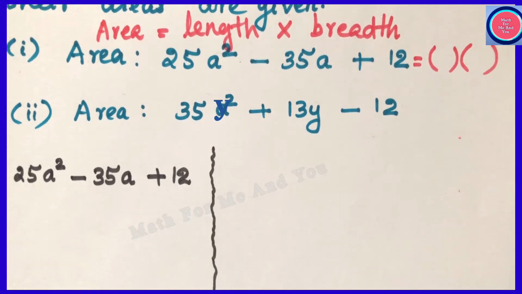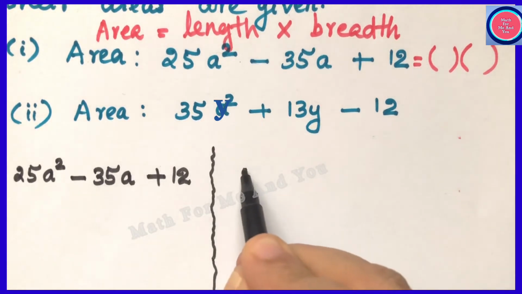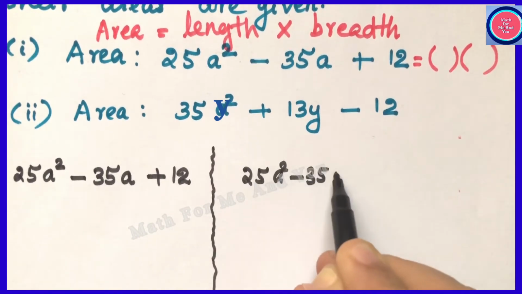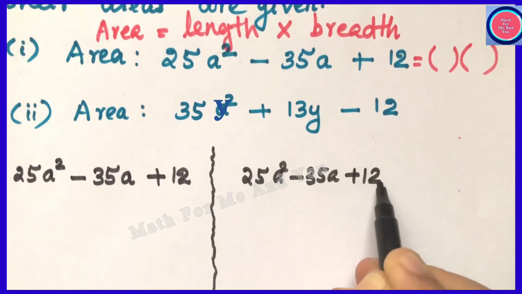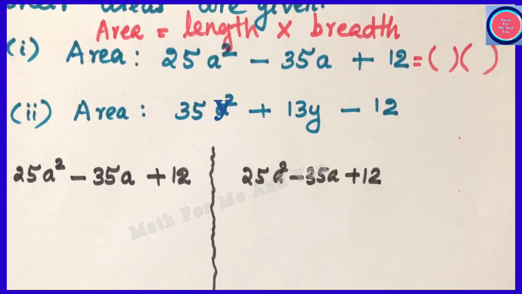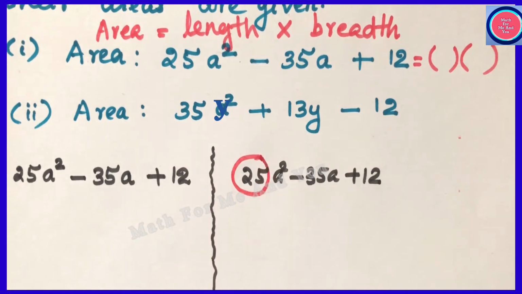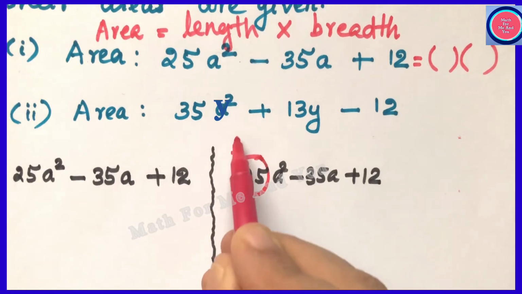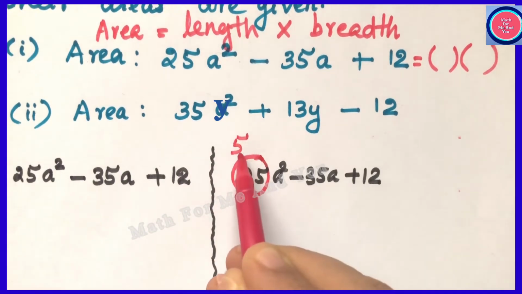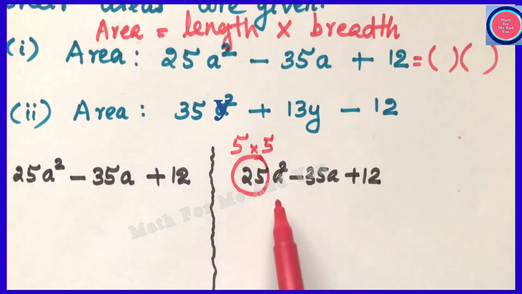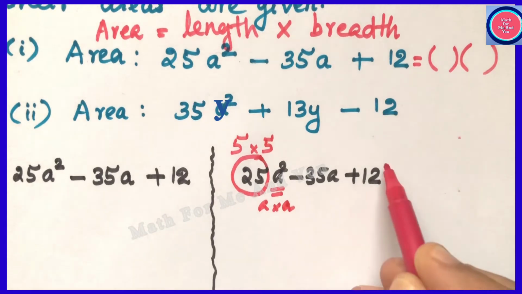So let's start. First of all, write the quadratic expression in its standard form. That means start with the power 2 term, after that the power 1 term and then the constant. Here 25a square minus 35a plus 12. Let's write the factors of the first number 25. We have studied that 5 times 5 is equal to 25. So the factors are 5 and 5. A square, what are the factors of a square? A and a, because a times a is a square.